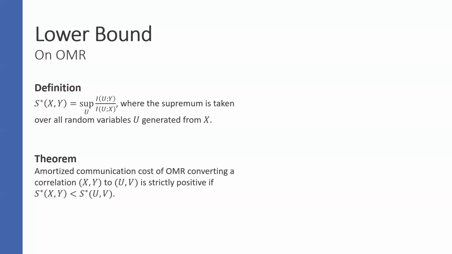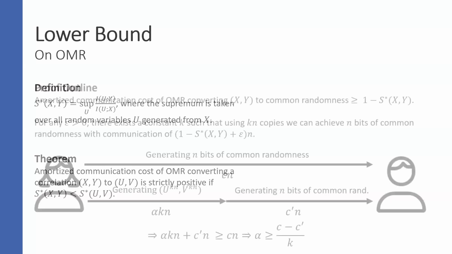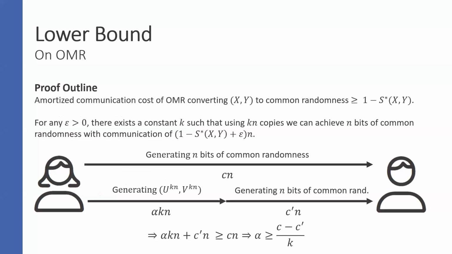And the theorem I will show now is again without any security, so it's for OMR and for all the S-stars without security. The amortized communication cost of converting the source correlation XY to UV is strictly positive if the S-star of the source is strictly smaller than the S-star of the target. So I'll show the proof outline.